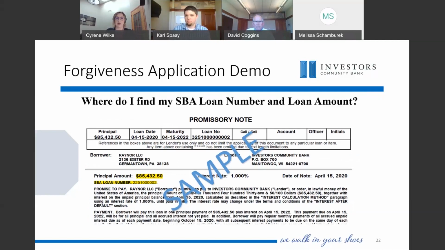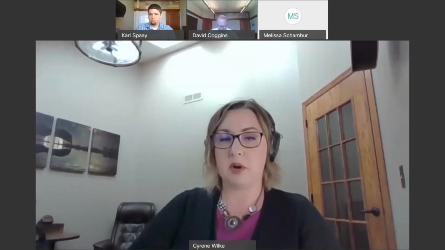Next slide real quick, Melissa, is a screenshot of the promissory note that everyone who received a PPP loan would have digitally signed. And so you might be asking, well, where do I find my SBA loan number? I've highlighted on the screen for your benefit the SBA loan number that's located on your promissory note. This is a mock example here, but you can see the principal amount of the loan and the SBA loan number are highlighted in yellow. So those are the two pieces of information that you're going to want to have available when you're ready to start your application process. So now, Melissa, you can go ahead and transfer presentation permissions. I will then pull up an example of what our portal looks like. And then we will walk through some test transactions, and then you'll get a sense for how this is going to work.